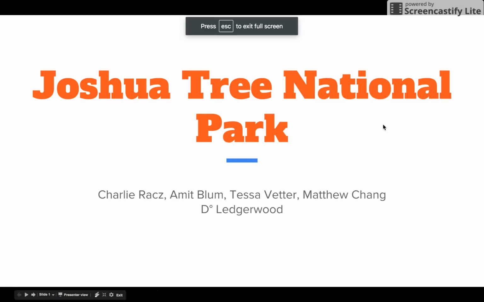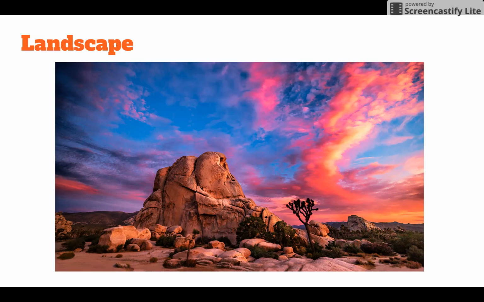Joshua Tree National Park is a national park in California's Palm Desert. This is the landscape. It's part of the desert biome, and it has these unique rock formations.